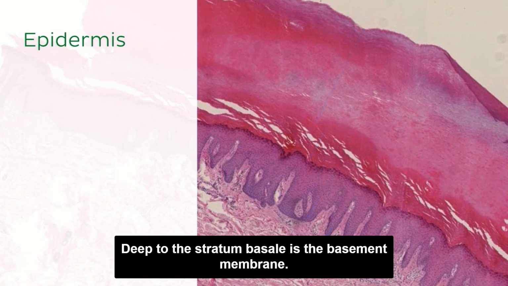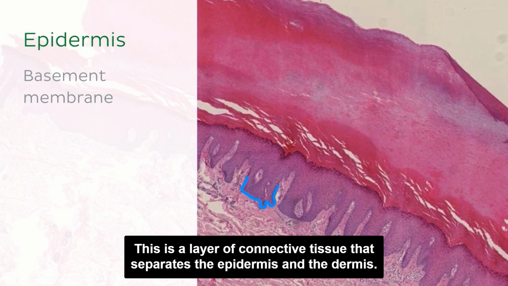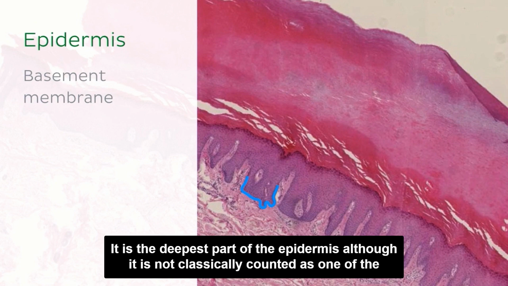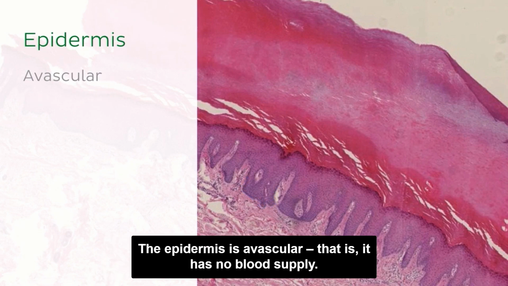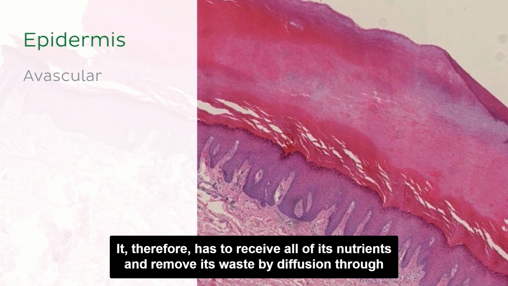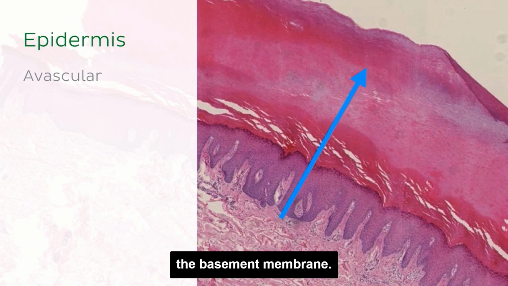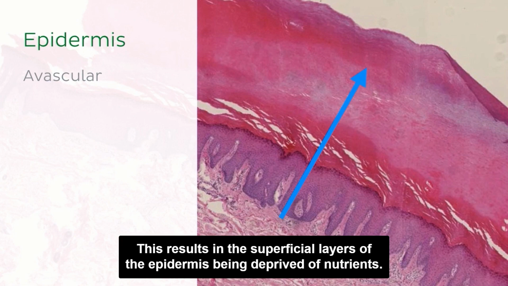Deep to the stratum basale is the basement membrane. This is a layer of connective tissue that separates the epidermis and the dermis. It is the deepest part of the epidermis, although it is not classically counted as one of the layers. The epidermis is avascular. That is, it has no blood supply. It therefore has to receive all of its nutrients and remove its waste by diffusion through the basement membrane. This results in superficial layers of the epidermis being deprived of nutrients.